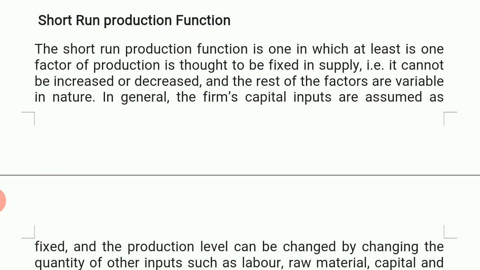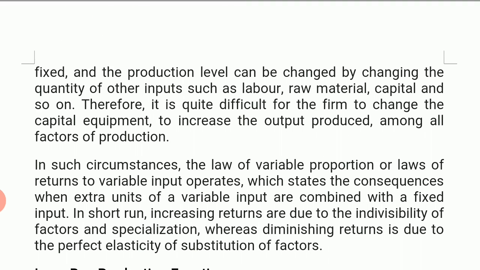Now, firstly, we will discuss what is short run production function. Short run production function is one in which at least one factor of production is assumed to be fixed in supply. That is, it cannot be increased or decreased, and the rest of the factors are variable in nature. Generally, the firm's capital input is assumed as fixed, and the production level can be changed by changing the quantity of other inputs, such as labor, raw material, and so on. Therefore, it is quite difficult for the firm to change the capital equipment to increase the output.